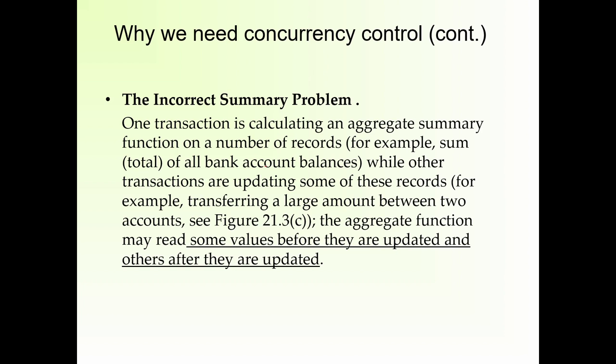This is the second one. Next is the incorrect summary problem. One transaction is calculating an aggregate summary function on a number of records, for example, the sum total of all bank account balances, while other transactions are updating some of these records, for example, transferring a large amount between two accounts. The aggregate function may read some values before they are updated and others after they are updated.